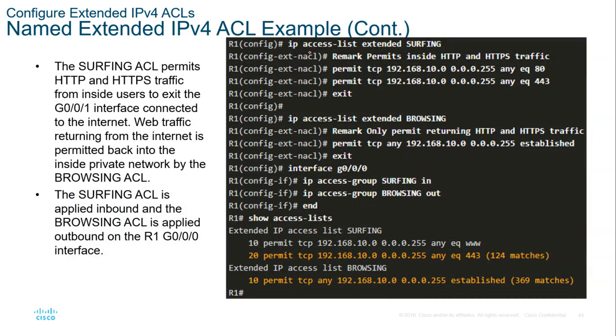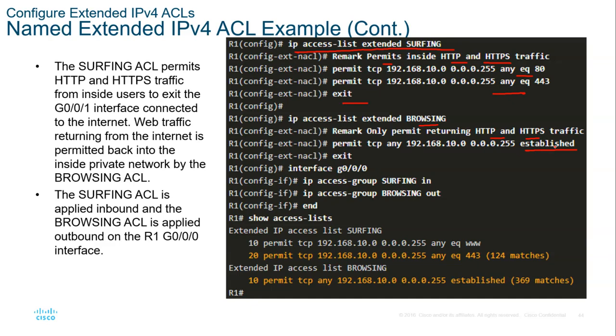And how are we going to achieve that? IP access list extended surfing. So it's named. Remark permits inside HTTP and HTTPS. Then we have IP access list extended browsing. Remark only permit the returning HTTPS, the reply. Permit this. That is now where we have the established.